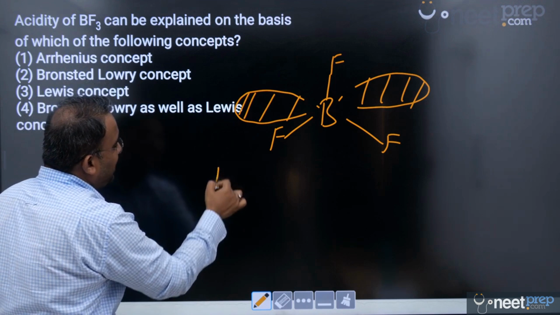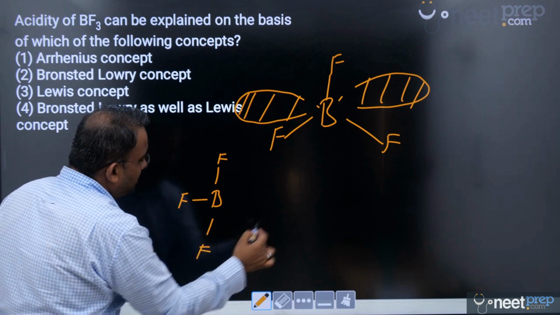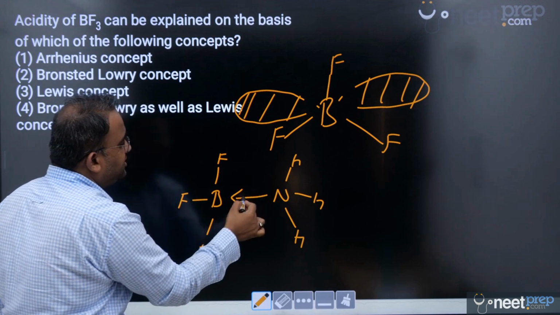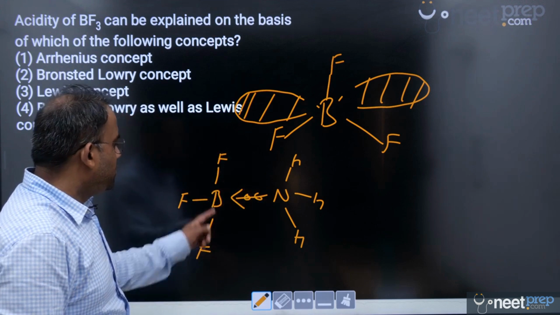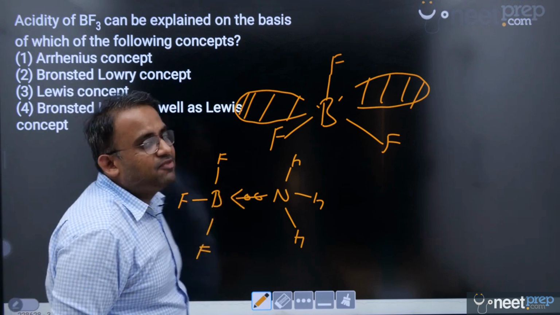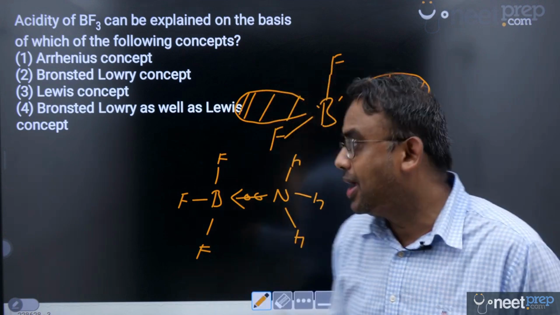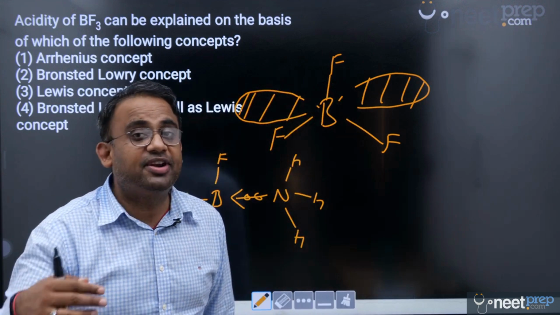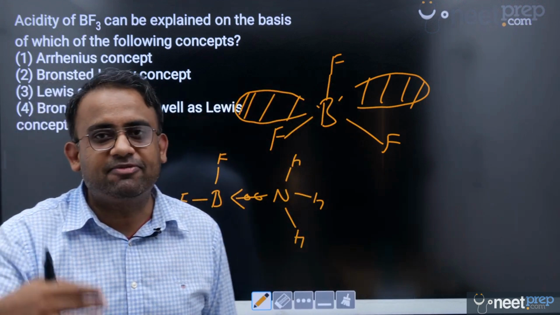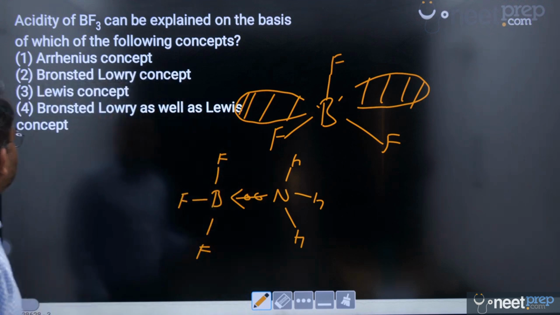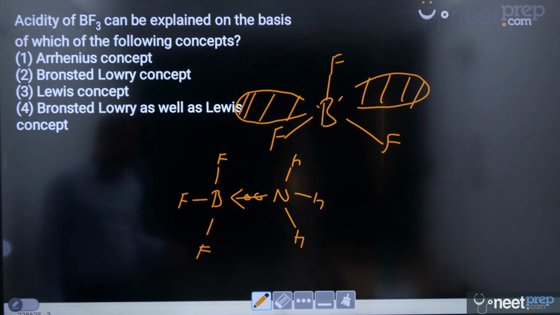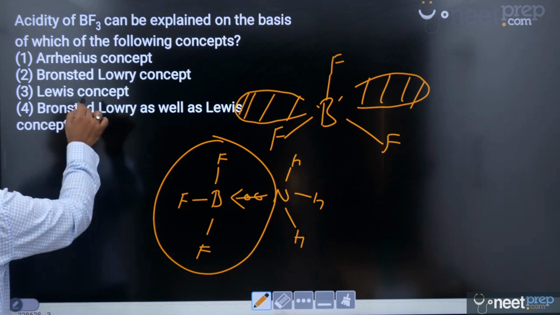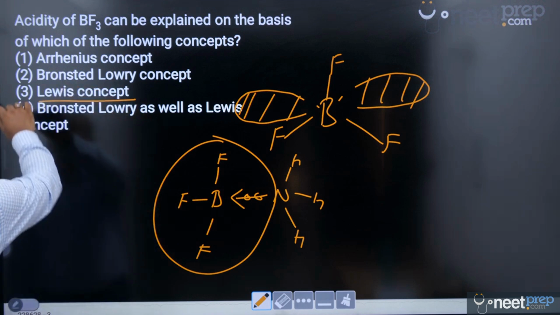So it will be an acceptor of lone pair of electrons. I'm giving you an example here. Nitrogen has a lone pair which it can easily share with boron. So if this happens, then nitrogen will be able to convert its lone pair into bond pair, and boron will be able to complete its octet and will be part of an additional bond, which will give it more stability, because after 3 bonds it will be forming another bond. So its acidity, it's an acid because it is a lone pair acceptor, can only be explained on the basis of Lewis concept. So third option is the best option.